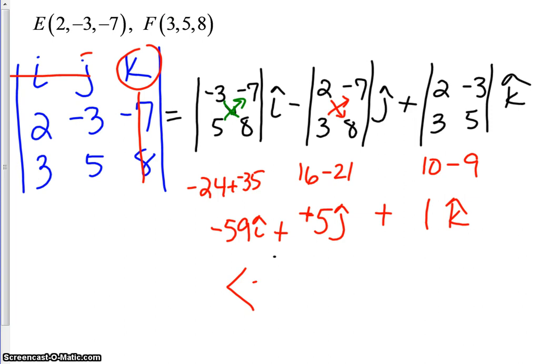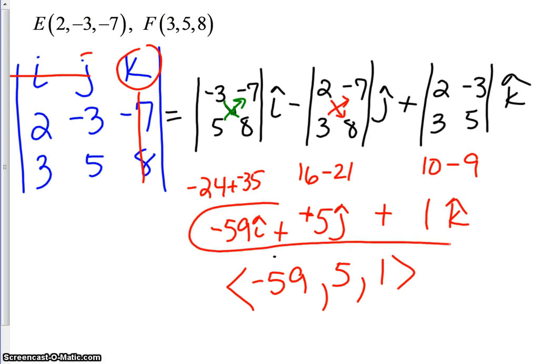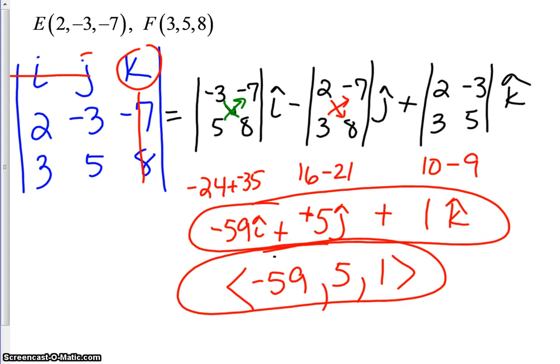If I wanted to write it as a vector, I just ignore my units and I put parentheses in between everything. So that's the vector. So your answer could be this unit vector or this vector without the unit vector. They're really representing the same thing.